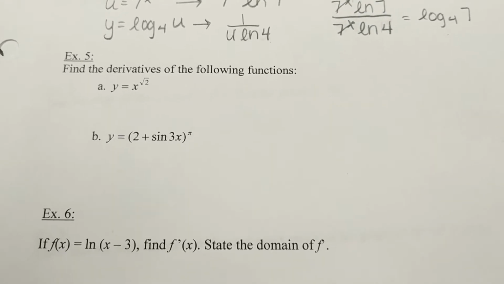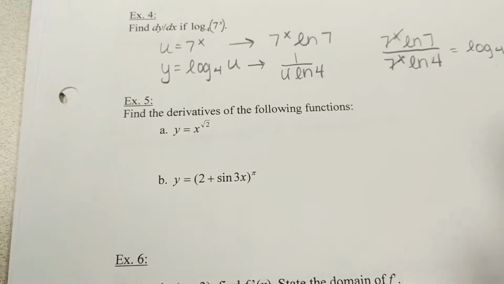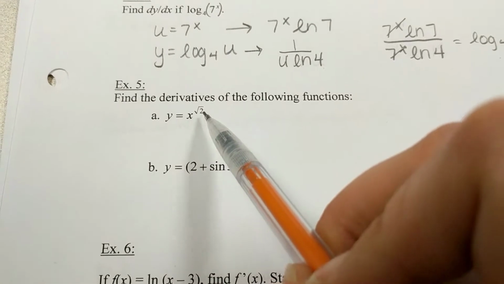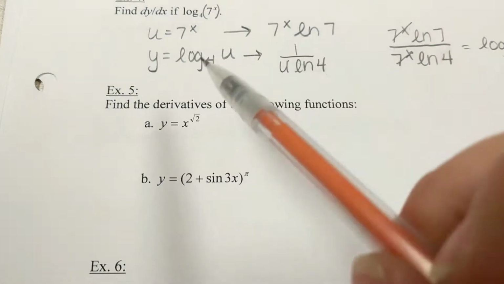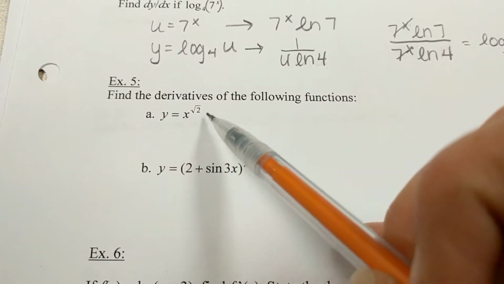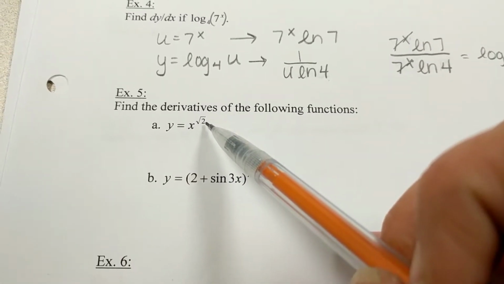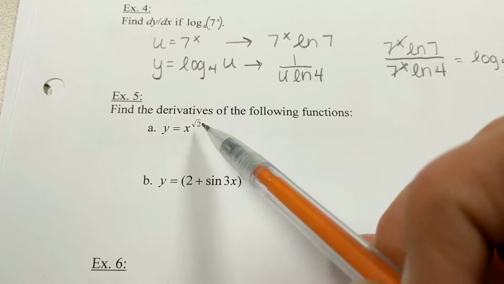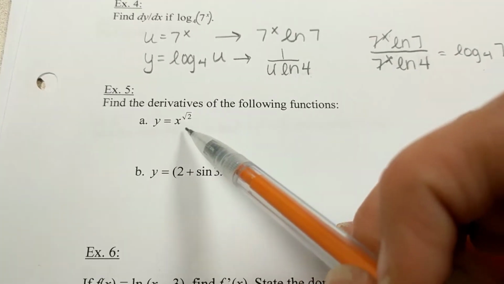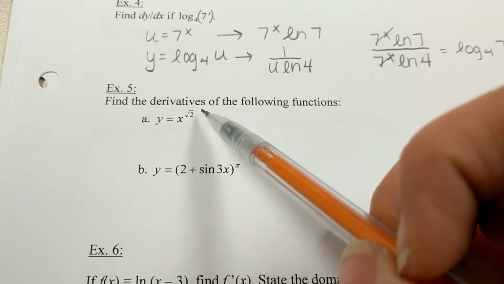Last but not least, in this section, we're talking about derivatives of functions that have really weird exponents. Notice this is not an exponential function. This is a power function. It's just that we don't have a nice number up here, and that's okay. Power rule still applies.